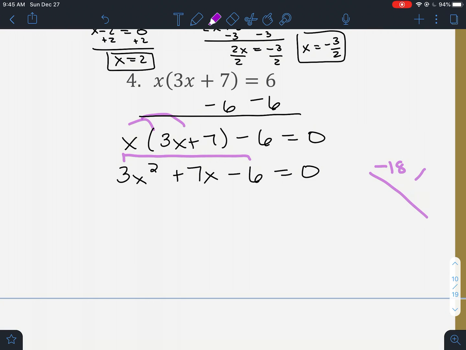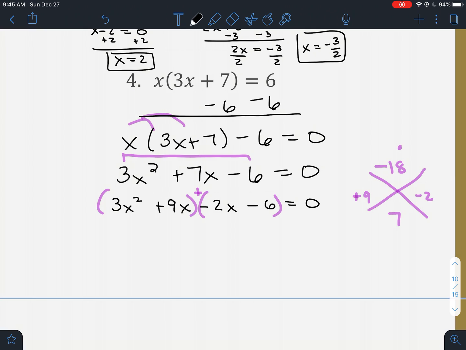Okay, well now we have a trinomial. So we're going to take the a times the c, which is negative 18. So I need two numbers. When I multiply them, I get negative 18. And when I add them, I get 7. So this is going to be positive 9 and negative 2. So let's break up that middle term. So we have 3x squared plus 9x minus 2x minus 6 equals 0.